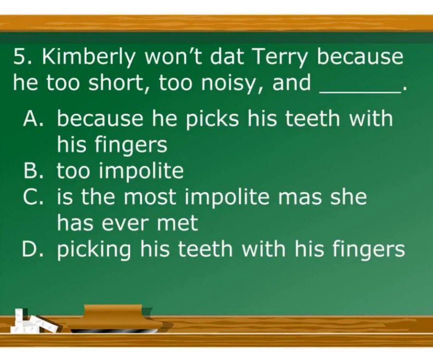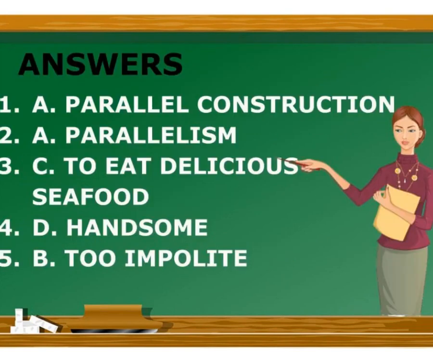The last statement. Kimberly won't date Terry because he's too short, too noisy, and blank. A. Because he picks his teeth with his fingers. Letter B. Too impolite. C. Is the most impolite man she has ever met. Or letter D. Picking his teeth with his fingers. Now these are the answers.